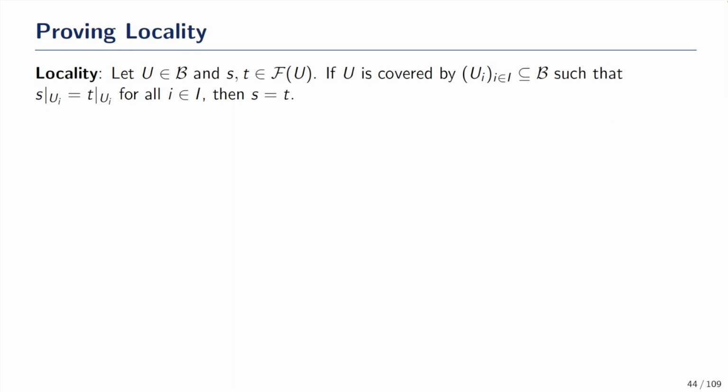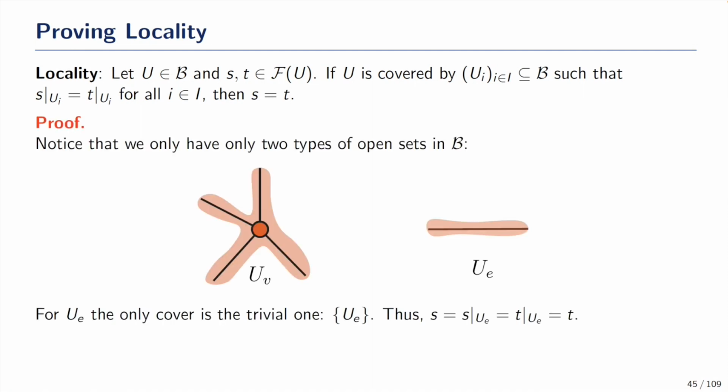So let's prove them. Let's look at locality. I've put here exactly what we need to prove, just so we have it in front of us. The key thing in this proof is to notice, as I said, we need to look only at things in our base. And we just have two types of open sets in our base. We have these open stars around a node, and we have open stars around an edge, which is just the edge itself, right? So let's look at this one, because it's very simple. Well, the only way you can cover this thing is by itself, right?